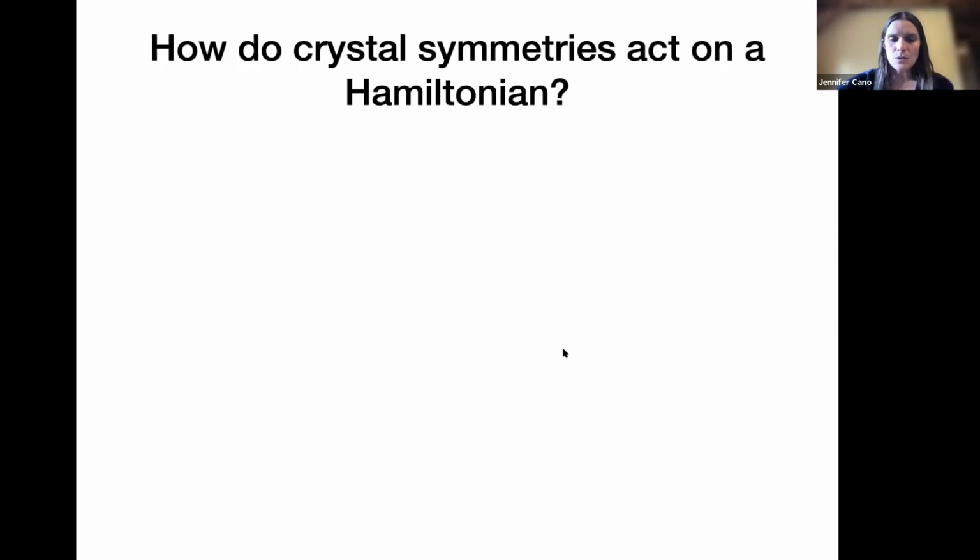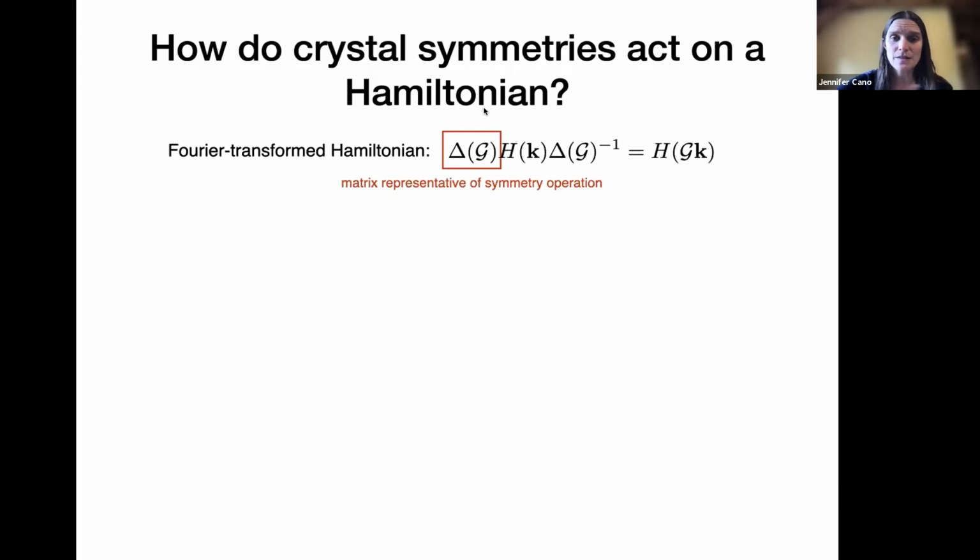So then the next question is, how do crystal symmetries act on a Hamiltonian? We have a Hamiltonian describing a material in some space group. What's the action of symmetry? Well, we're going to talk about this Hamiltonian in momentum space. And so symmetry will act as some matrix operation. Here, let G be some symmetry operator, and Δ(G) is just a matrix. The Hamiltonian is a matrix. The action of this symmetry is that you conjugate the Hamiltonian at some momentum k, and you get back a new Hamiltonian at some rotated or reflected k point.